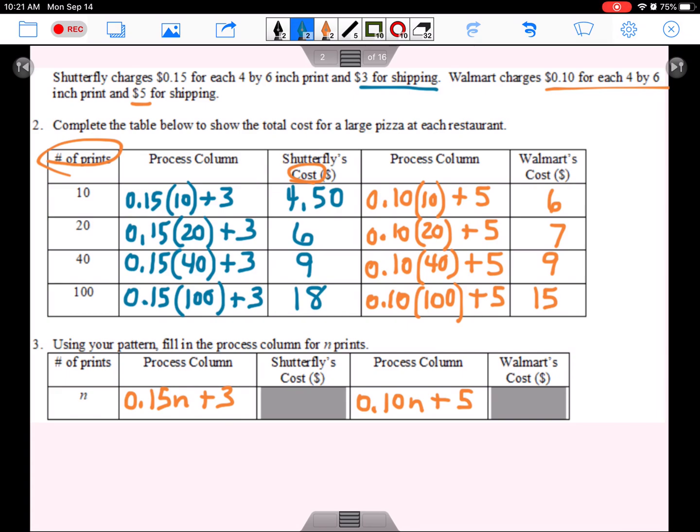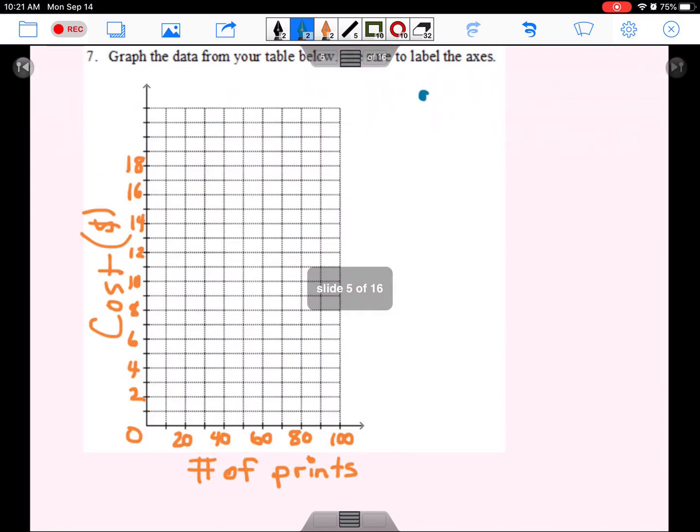20, 6, 40, 9, 100, 18. Plot all of those points for Shutterfly. So 10, 4.5, 20, 6, 40, 9, and then 100, 18.